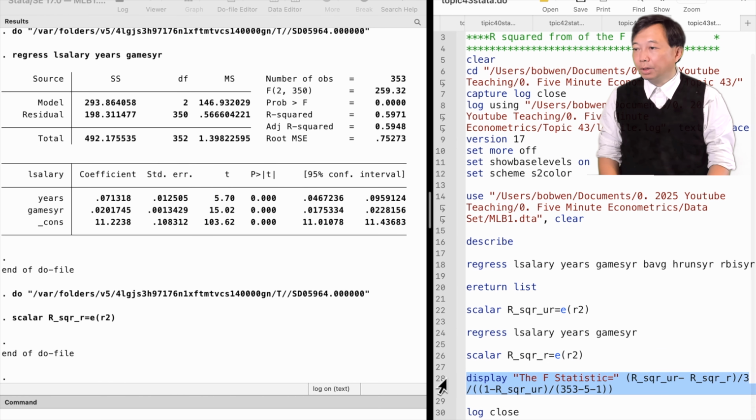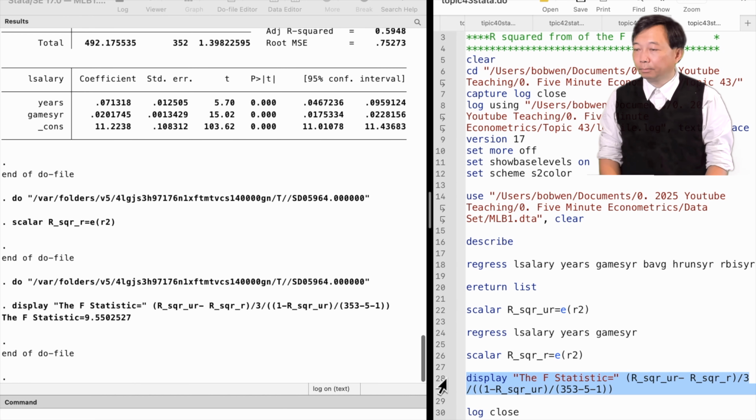Finally, we use the R-squared form formula to obtain the F-statistic, 9.55. It is identical to the residual sum of squares form. Because it is greater than the 1% critical value, 3.78, we reject the null hypothesis that all three productivity variables have no effect on salaries. In other words, they are jointly statistically significant at the 1% level.